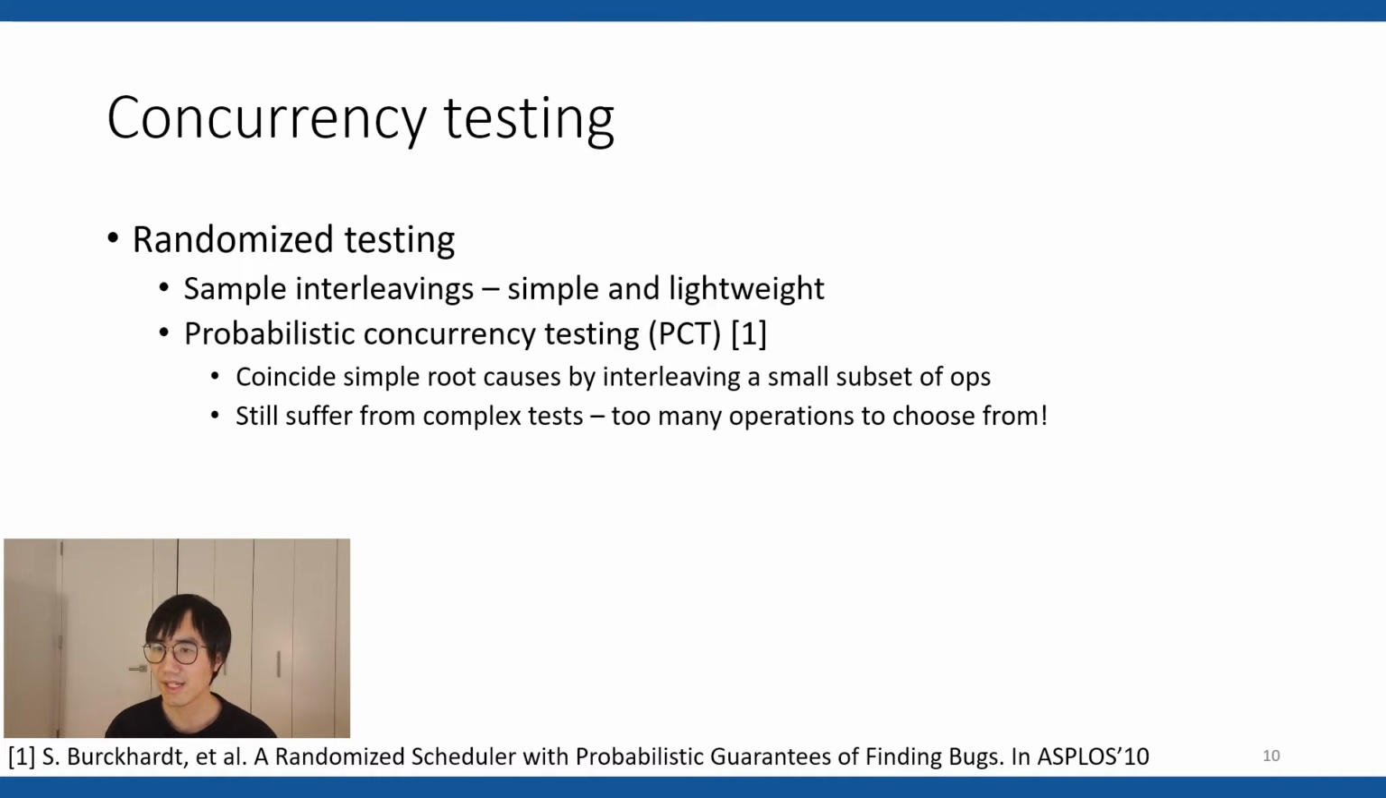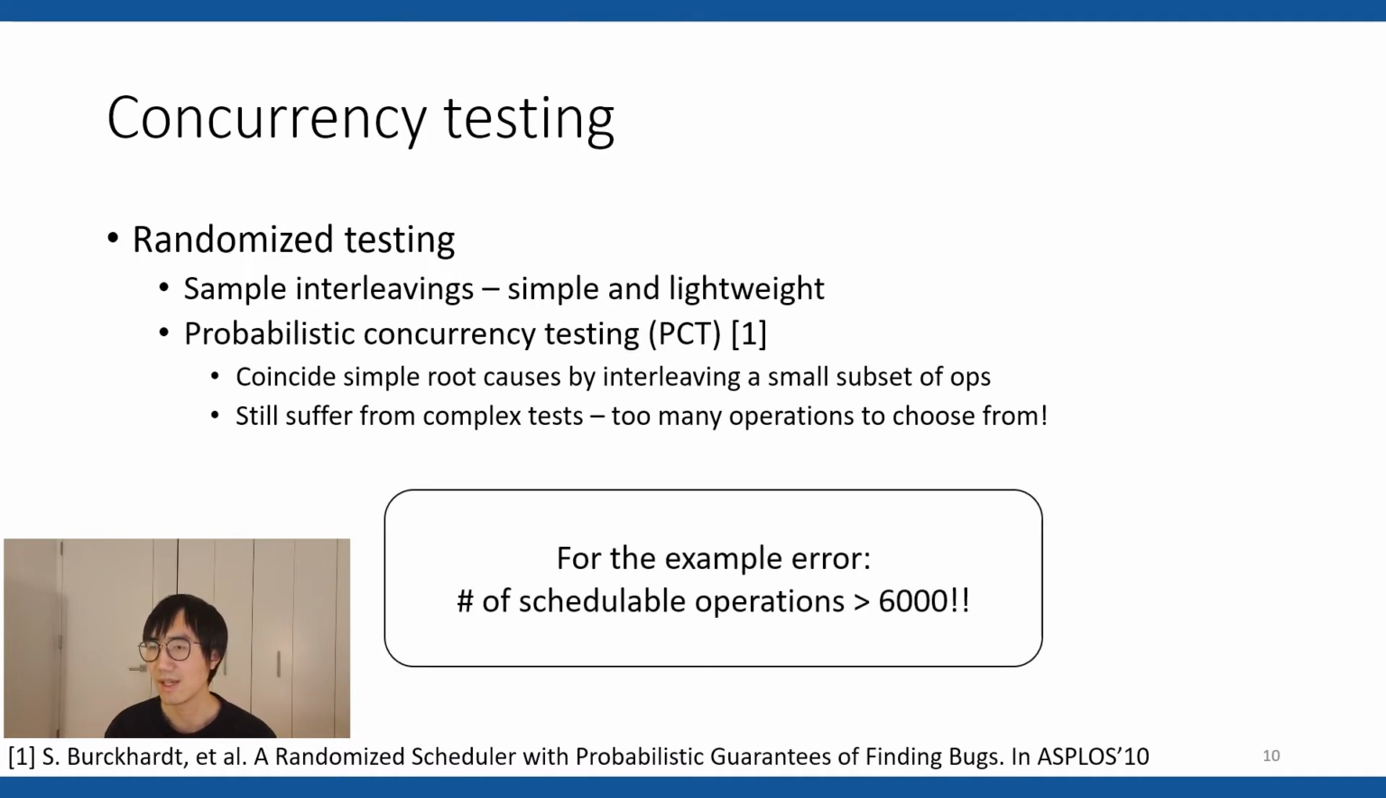Unfortunately, due to the complexity of real-world distributed systems, even the simple test of a concurrency error can have an order of magnitude more operations than previously studied tests. Thus, PCT only has a negligible probability to surface the error. For example, the real version of the scenario I used before has more than 6,000 operations to explore. The complexity of testing distributed systems comes from two aspects, which I will still use the example to demonstrate.